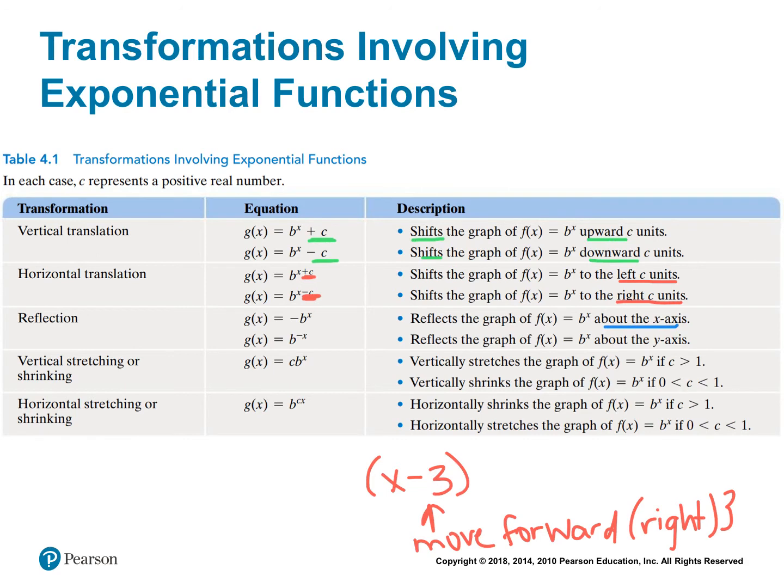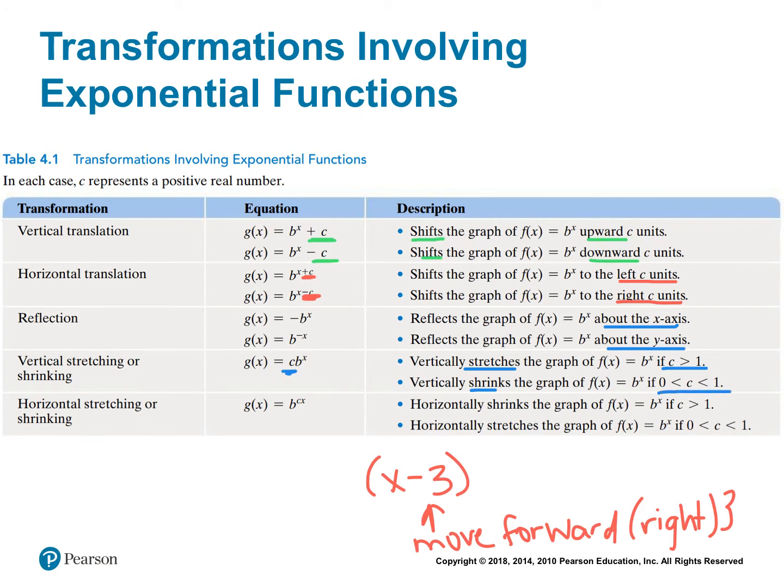If the exponent is opposite, it goes about the y-axis for a reflection. Then stretching or shrinking vertically. So this one, the c is out front. So you'll vertically stretch it if the c is greater than 1. You'll shrink it if the c is less than 1, in between 0 and 1.